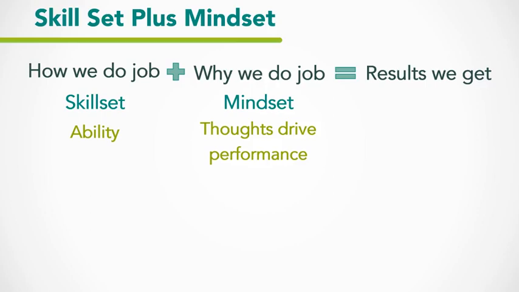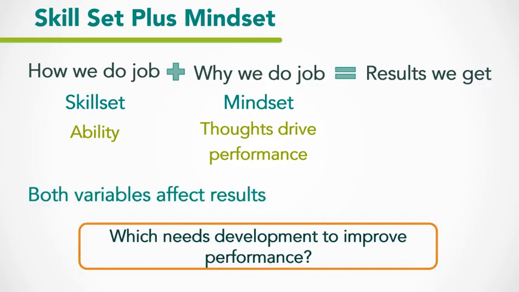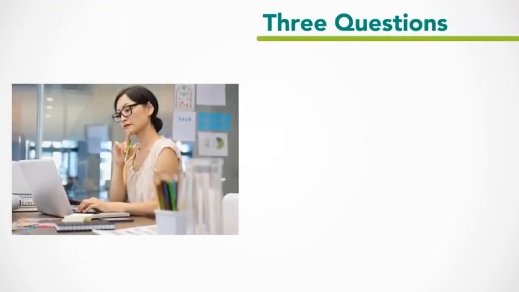So if we are not getting a result that we want, we have to look at the two variables. We need to look at our skill set and we need to look at our mindset to see which one of those two or both need development so that we can get a maximum result moving forward. So how do we determine whether or not we're dealing with a skill set or a mindset when it comes to our employees? And we do that with 3 basic questions. These become the best tools, the best questions for managers who coach. So I really want you to remember these questions.